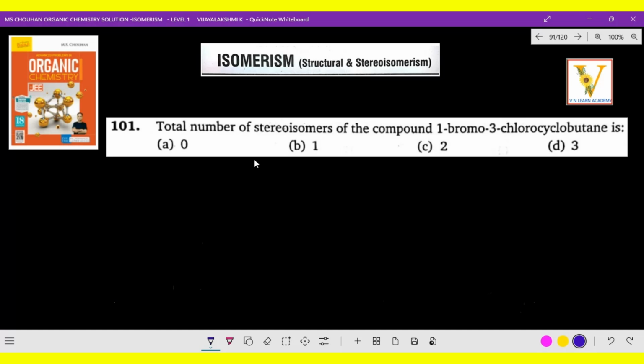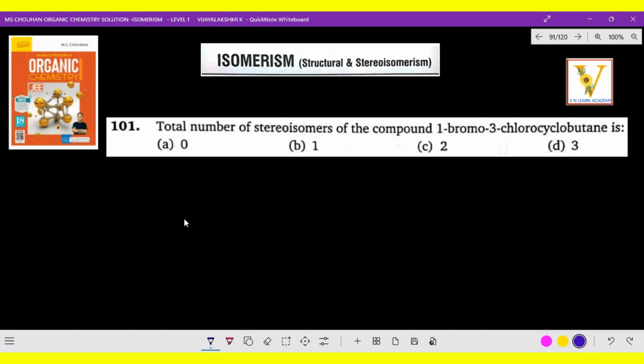Hello students, today we are going to see some more interesting and important questions from MS Chauhan sir's Organic Chemistry, Isomerism Level 1, questions 101 to 110. Let us discuss the total number of stereoisomers of the compound 1-bromo-3-chlorocyclobutane.